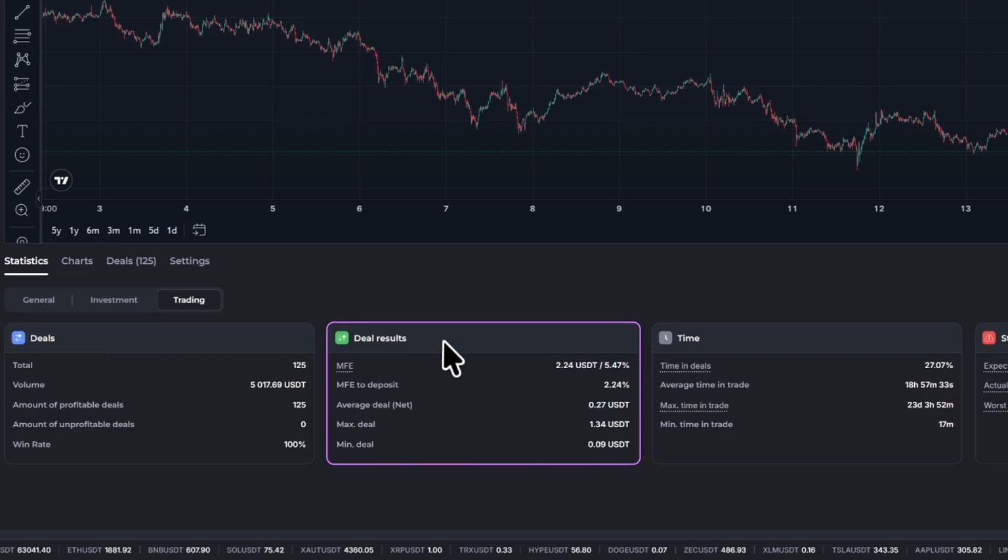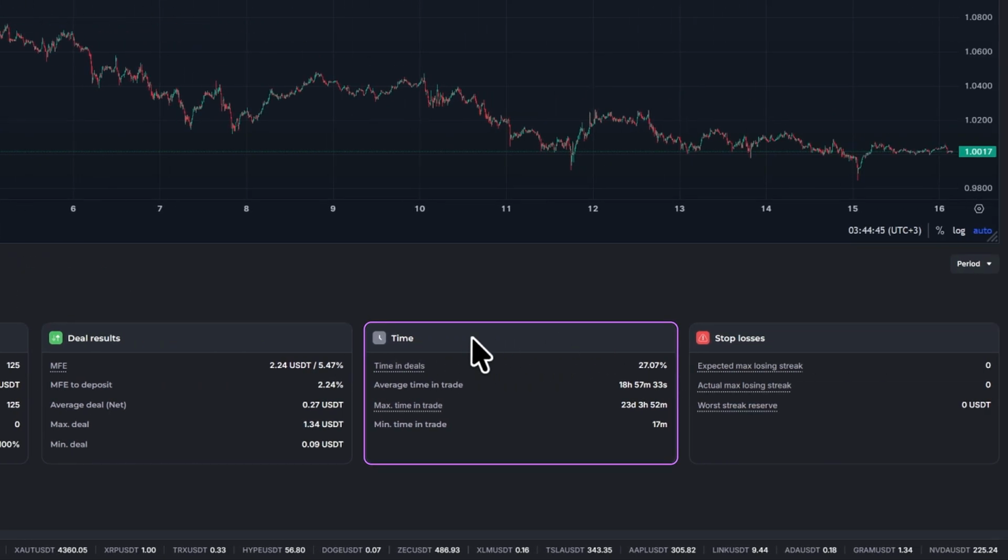Deal Results gives you your MFE, or Maximum Favorable Excursion, the peak positive result trades reached in the moment. You also see the average deal making 27 cents, the absolute best trade at $1.34, and the weakest profitable trade at 9 cents. These numbers help you understand the variance. If the maximum is way higher than the minimum, your test results might just be riding on a couple of lucky trades rather than a solid, stable system.